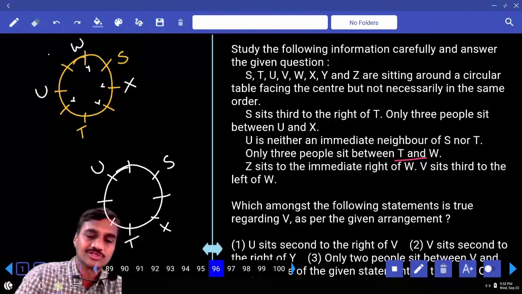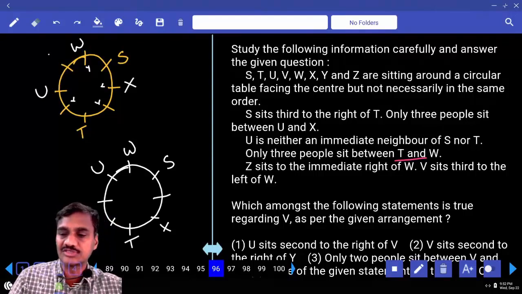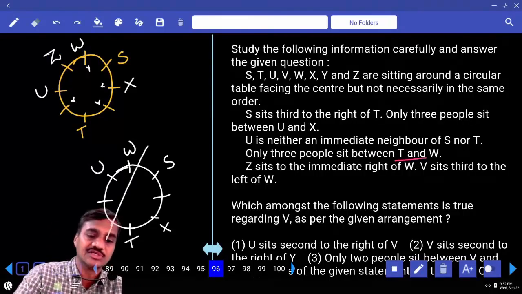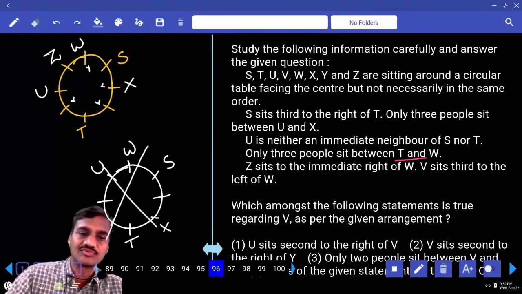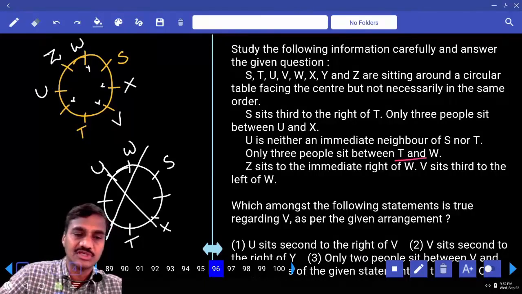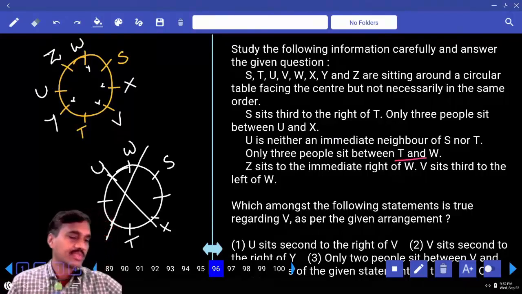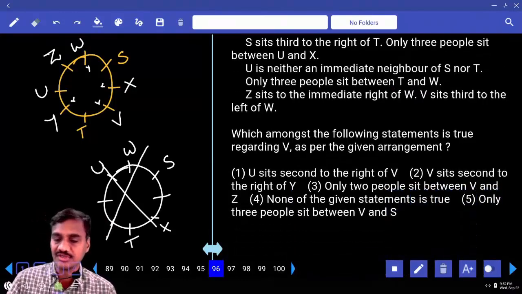Exactly 3. Here also in between T and W we need to have exactly 3 people. And next one, Z sits to the immediate right of W. Z is to the immediate right of W. In this case, Z is to the immediate right of W is ruled out. And V sits to the left of W. 1, 2, 3, V is there. Then tell me who is the person after S, T, U, V, W, X, Y and Z. Y is the person here. Done? And this is about 96 to 100.